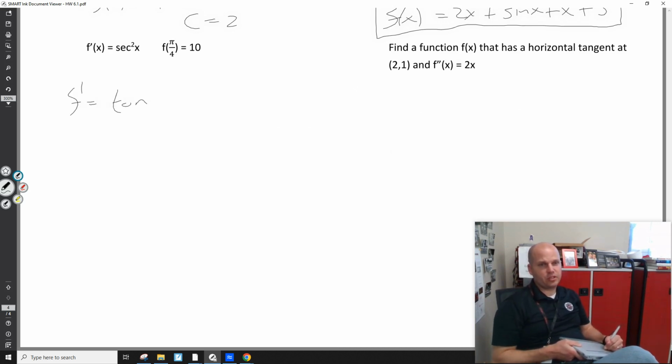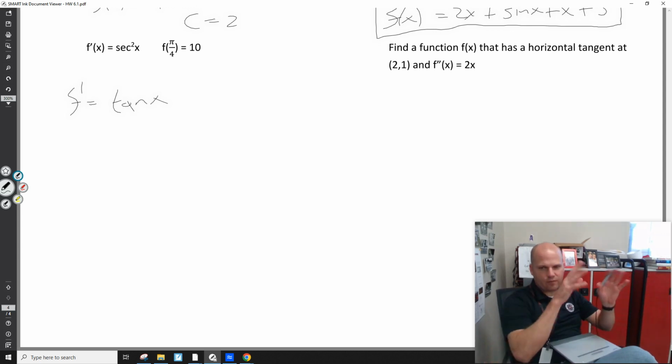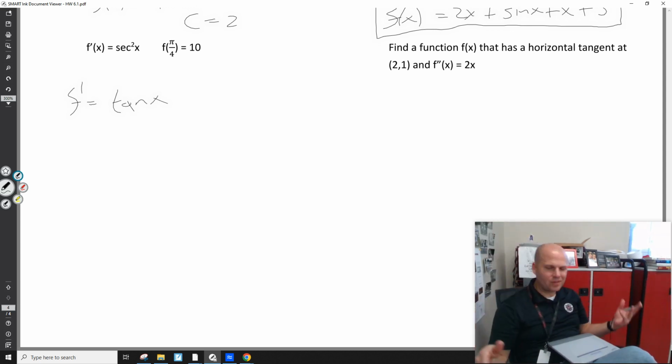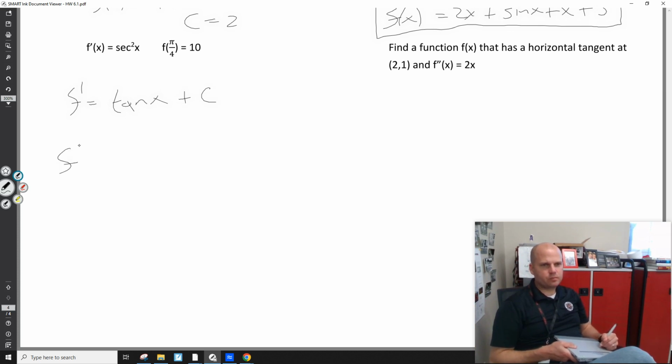I don't love this question, but it's a good example of what you might see on your test. You need to know tangent's derivative is secant squared. You don't try to finagle secant squared and use the power rule or anything. If you see a trig function, you just got to be thinking, which trig function's derivative is that? Don't forget a plus c. That's f, sorry. f of pi over 4 is the tangent of pi over 4 plus c, which is 10. Tangent of pi over 4 is 1.